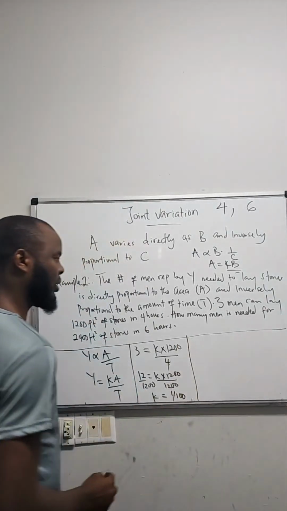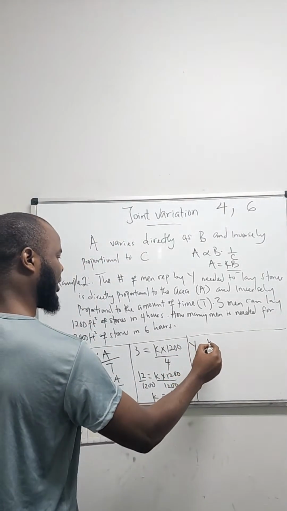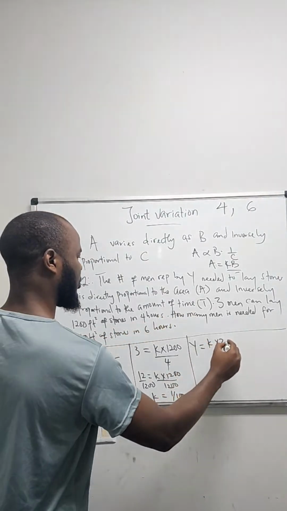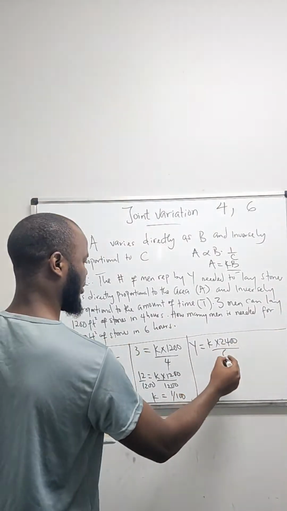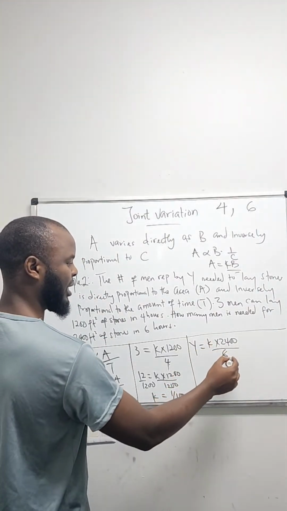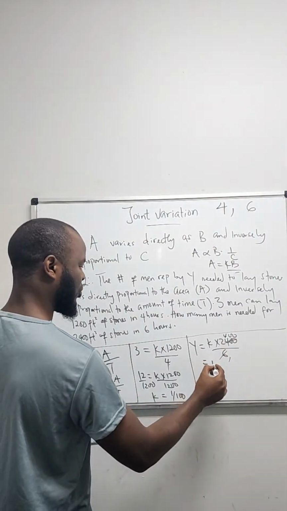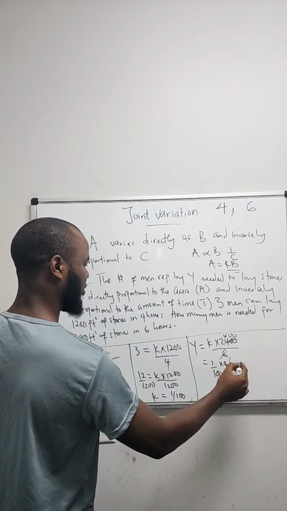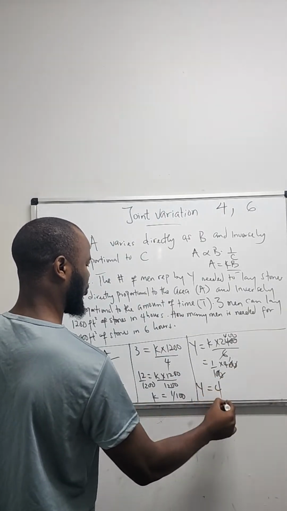Now, secondly, we want to see how many men are needed for 2,400 in 6 hours. So here we have k, which is 1 over 100, times 400. So y is going to be 4 men.